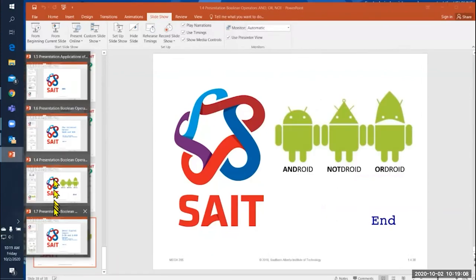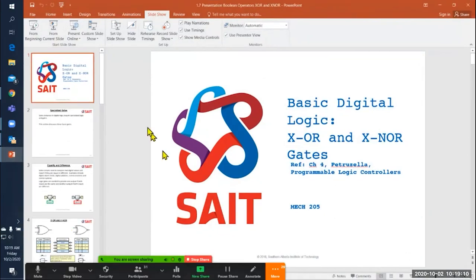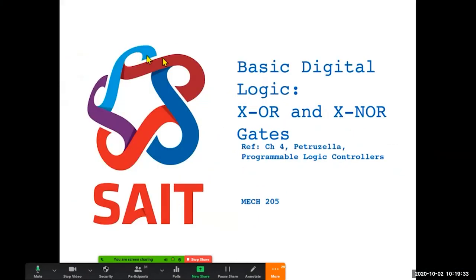Slide deck 1.7. So we're going to look at 2 more gates. This completes our look at logic gates. 2 more gates, XOR and XNOR. Those X's could be replaced by E's, E for exclusive, X for exclusive. In North America, we tend to use X's. In Europe, we tend to use E's to describe these gates.